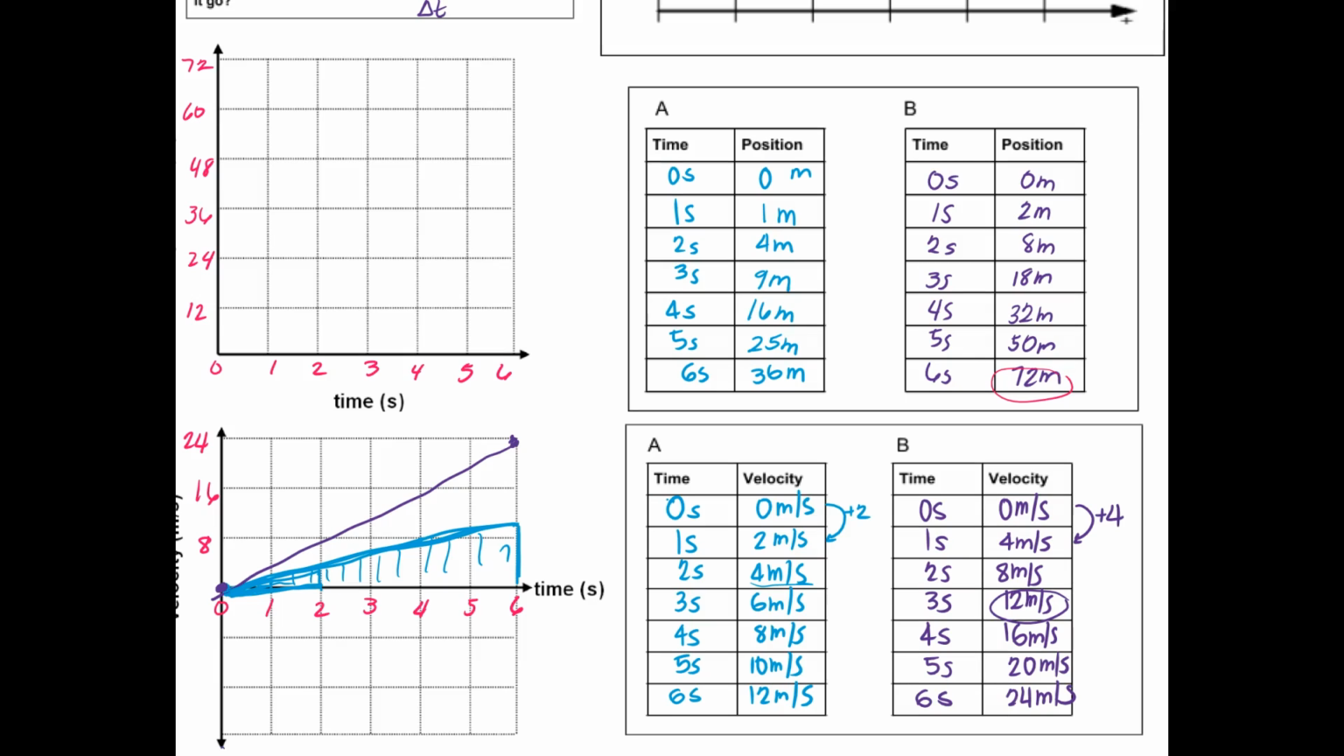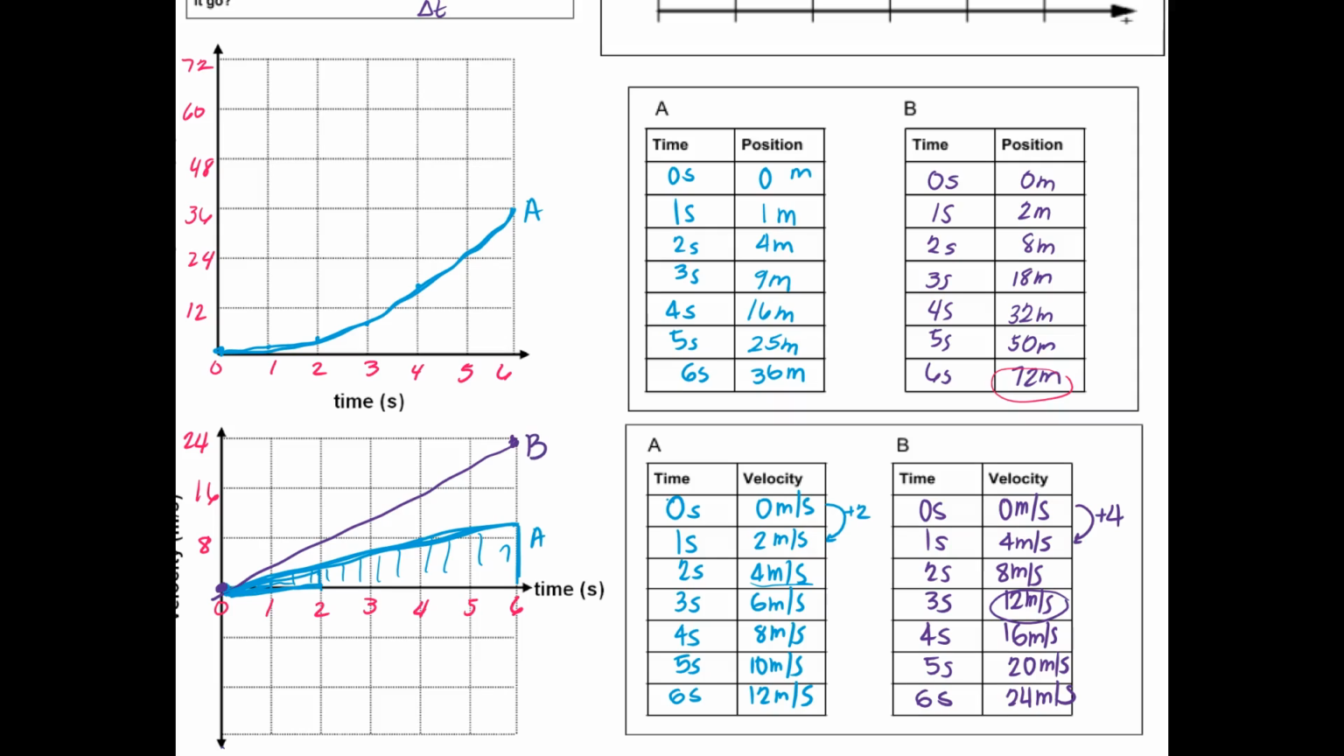So let's graph A first. At 0, it's at 0. At 1, it's at 1. At 2, it's at 4. At 3, it's at 9. At 4, it's at 16. At 5, it's at 25. And at 6, it's at 36. So it's going to make this kind of a shape. And from previous classes, we know that it's a quadratic shape. So then to graph B, so that's A, that's A.